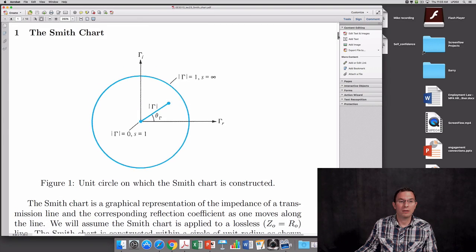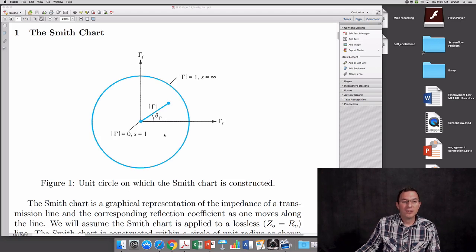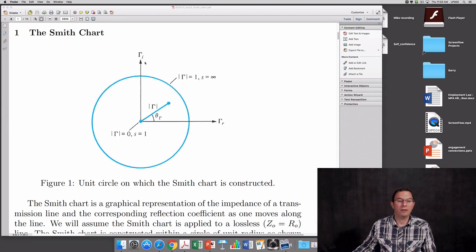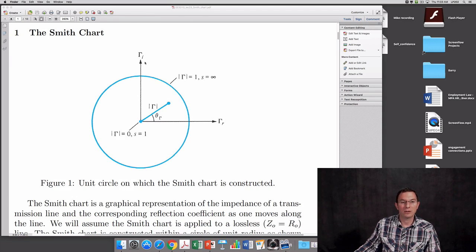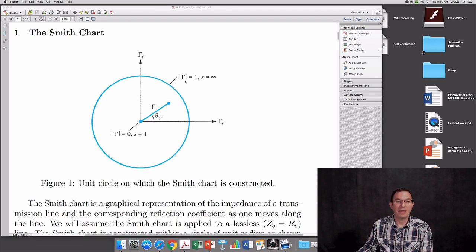So let's have a look here at Figure 1. We have two axes that I want to explain. The horizontal axis is the real part of the reflection coefficient, and the vertical axis is the imaginary part of the reflection coefficient. Okay? This blue circle here has a radius of 1, which corresponds to a magnitude of the reflection coefficient equal to 1.